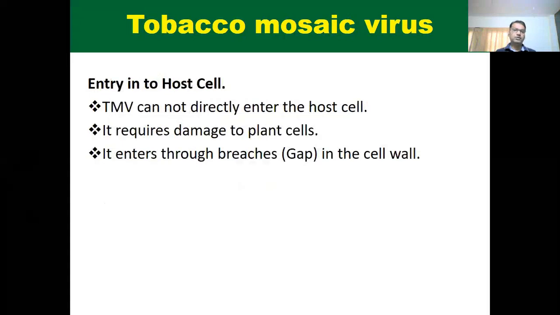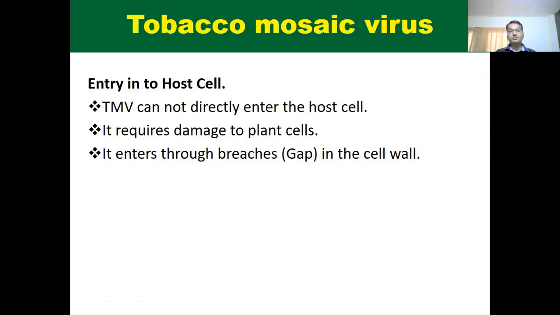Next, the first step is what? Entry of virus particle into the host cell. How does it take place? We have seen there are various ways of transmission. Transmission means entry of virus from a diseased plant into the body of a healthy plant. So TMV cannot directly enter into the host cell. It requires damage to the plant cell.